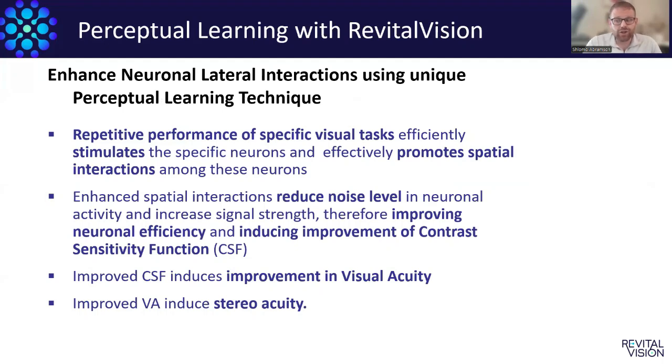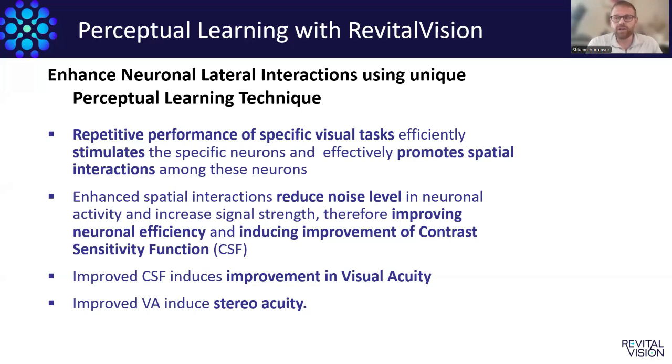How does RevitalVision use perceptual learning to improve vision? RevitalVision enhances neuronal lateral interactions using the unique lateral masking technique. The patient is exposed to a very strong stimulus, the 3 Gabor images, in a repetitive manner. The high stimulus triggers high neural response and gradually trains the neurons to be more responsive to the visual stimulation and to form new connections among these neurons.